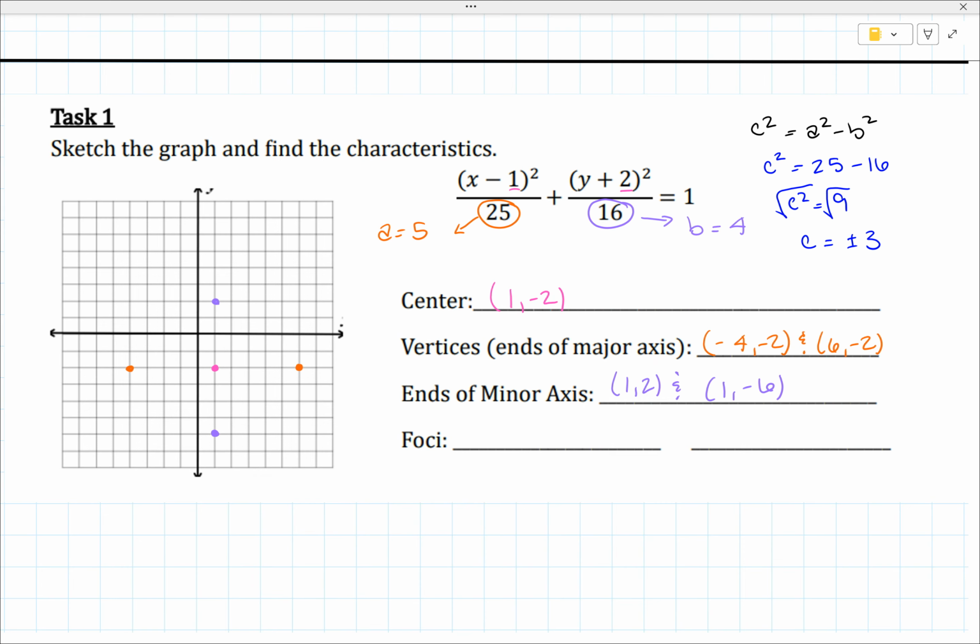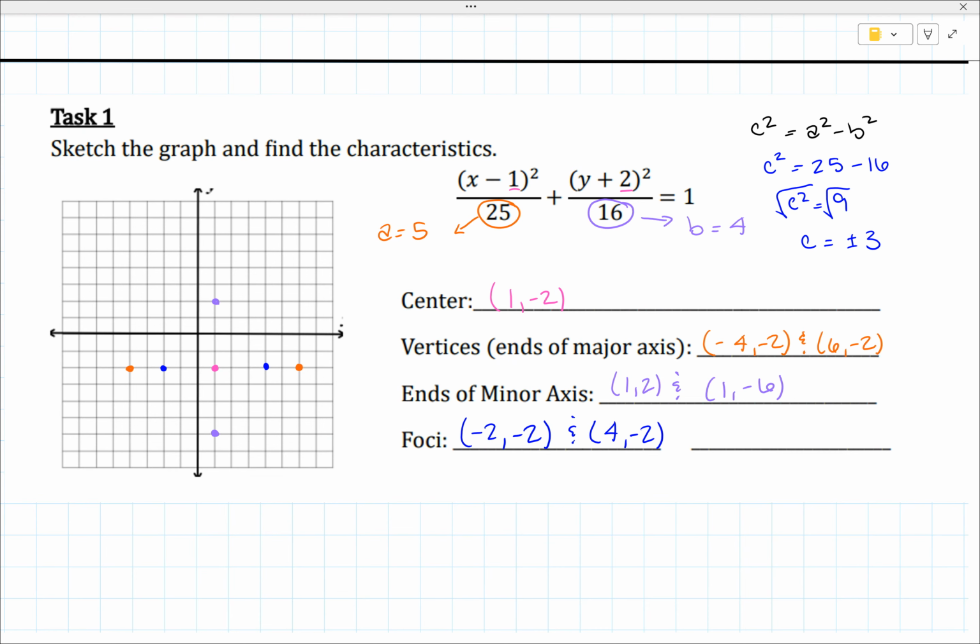So since the foci goes on the major axis, we're going to go left and right from our center. So I'm going to go left and right 3 to get the coordinates for our vertices, sorry, for our foci, 1, 2, 3. If it was not an exact number, say it was square root of 3 instead of just 3, plug in your calculator, get a decimal to graph, and then you would just leave it exact when we write our coordinate. All right, so we would have -2, -2, and 4, -2 as our foci.